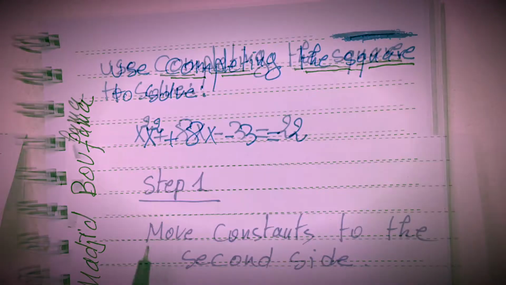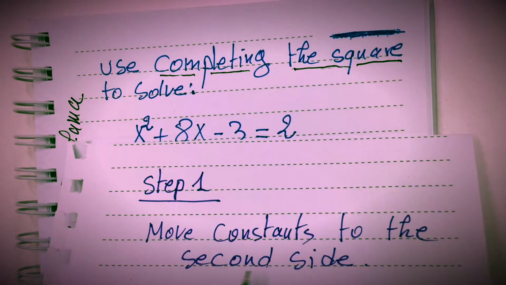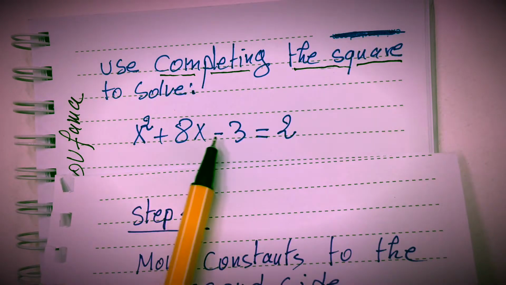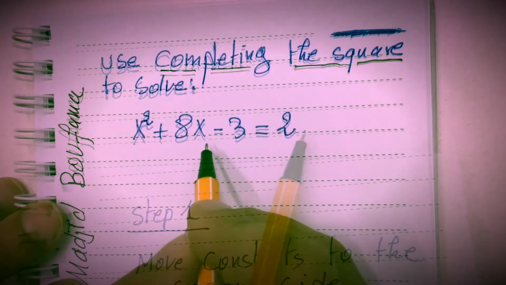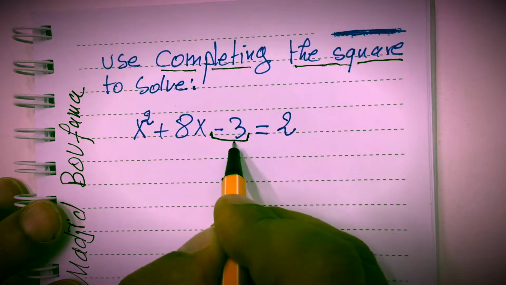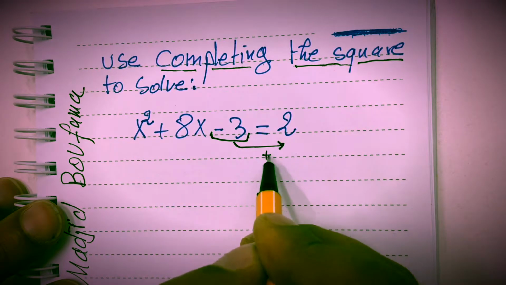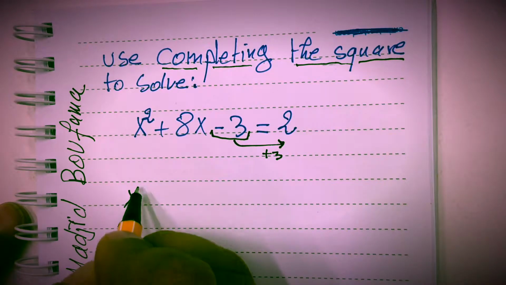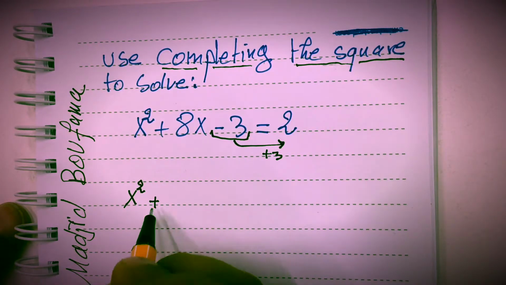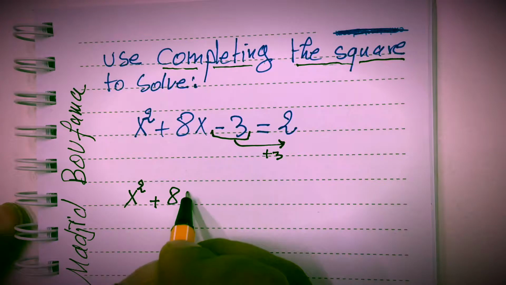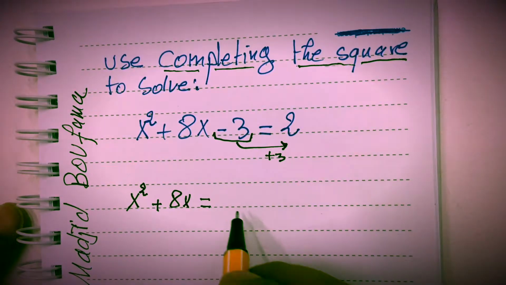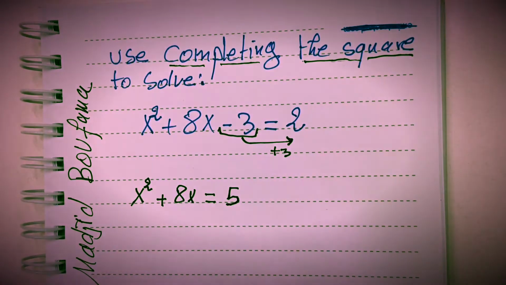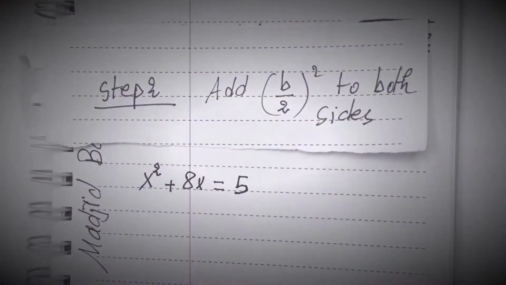Step 1. We're going to move the constants to the second side. In this example, negative 3. We move it to the second side with the opposite sign by adding 3 to both sides. So we get x squared plus 8x equals 2 plus 3, which is 5. Then we go to step 2.